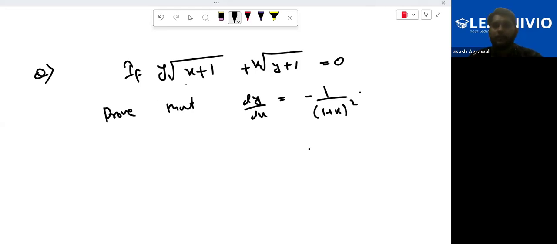If y times root 1 plus x plus x times root 1 plus y is equal to 0, prove that dy by dx is equal to minus 1 upon 1 plus x whole square.